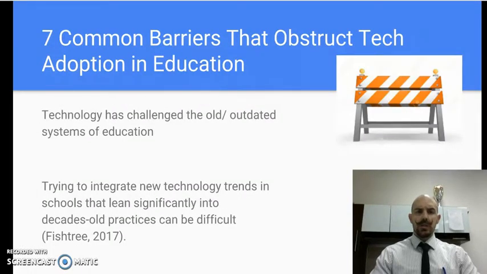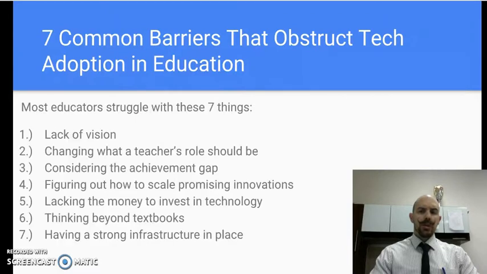7 common barriers that obstruct tech adoption in education. Technology has changed the way that education is thought about, and has been replacing old systems of education. So we have this idea of a brick and mortar school where students sit in desks and face a teacher who lectures, but now we have different classroom opportunities such as blended learning models. Trying to integrate new technology leans against these decades-old practices, and it can be difficult.